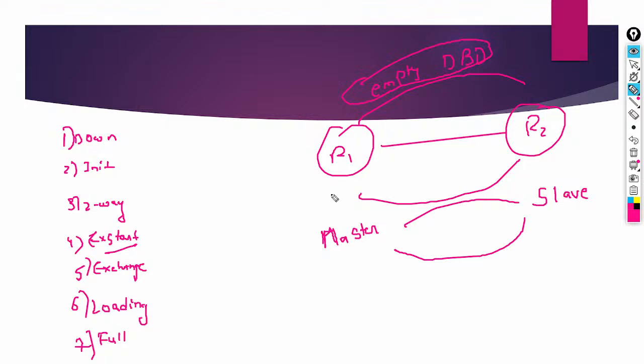And after the ExStart state, it will go to the Exchange state. In the Exchange state, what is happening? In the Exchange state, it will simply exchange the database description with each other. Now the original DBD comes into the picture.